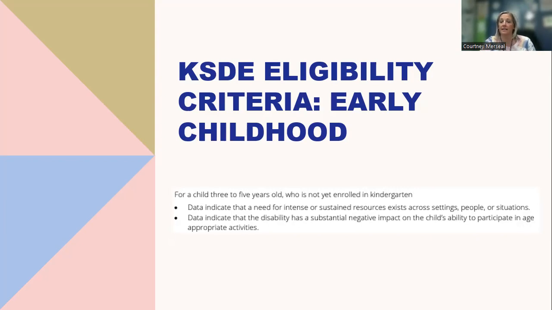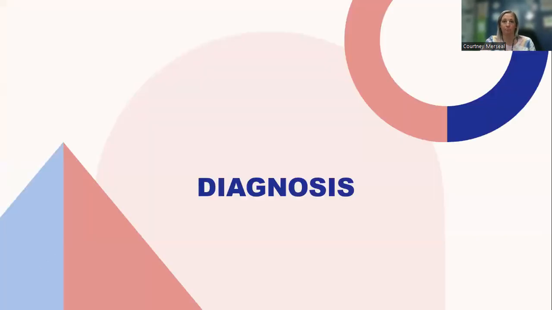Also, the data must indicate that the disability has a substantial negative impact on the child's ability to participate in age-appropriate activities. And that is, again, because in early childhood, ages 3 to 5, typically there's not a lot of reading involved. It's those basic pre-reading skills and mapping their environment, lots of play-based learning. If that child is having trouble participating with their age-based peers, then that could be a demonstrative need for an IEP under the visual impairment label.